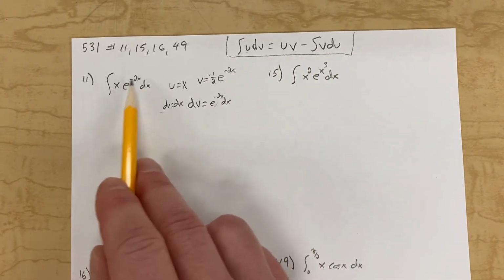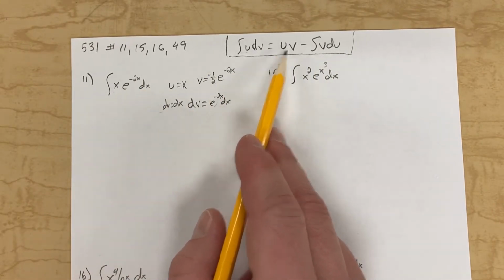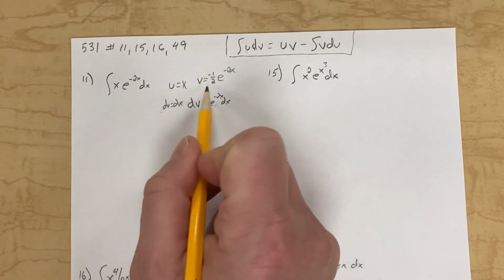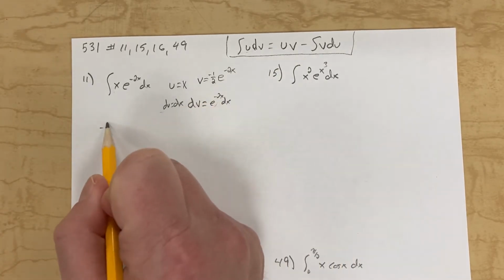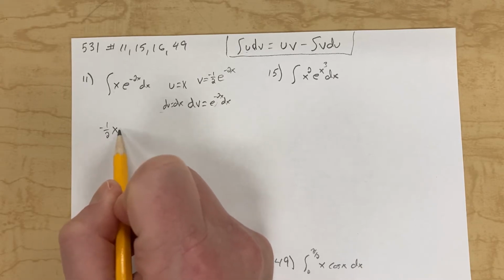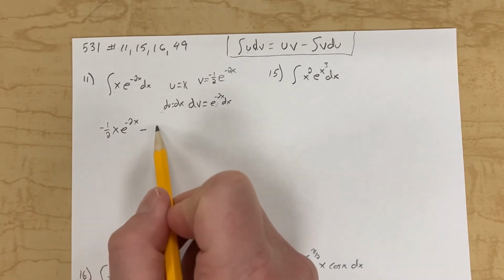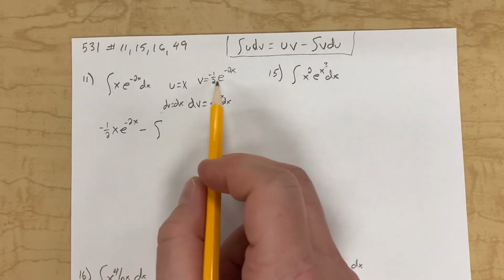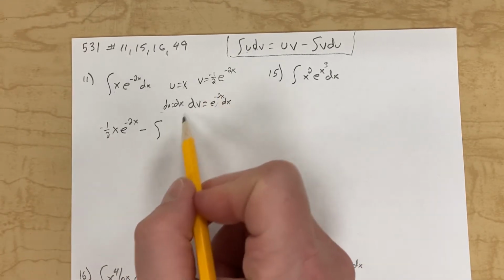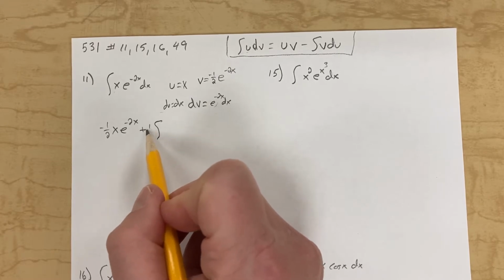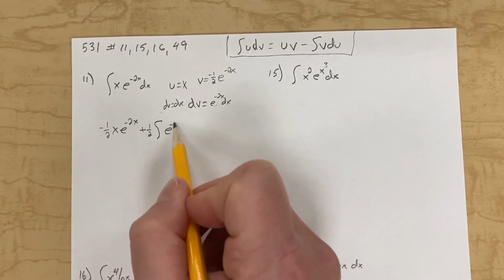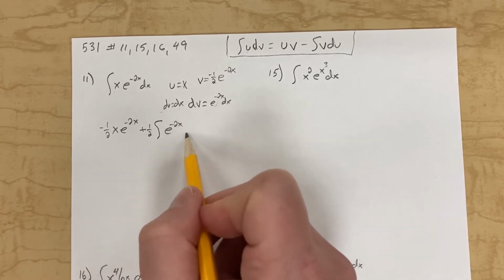This integral that I don't know how to do is equal to u times v, so x times negative 1/2. So I'm going to put the negative 1/2 here, x e to the negative 2x. So there's u times v minus the integral of v du. So that's a negative 1/2. I'm going to pull that negative 1/2 out, put it here, e to the negative 2x, and then du is dx.